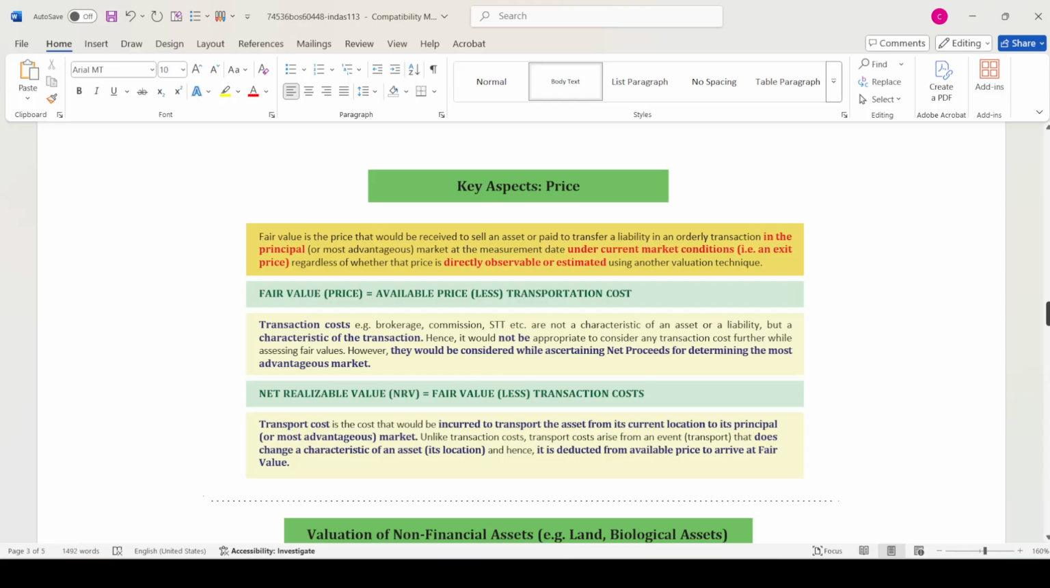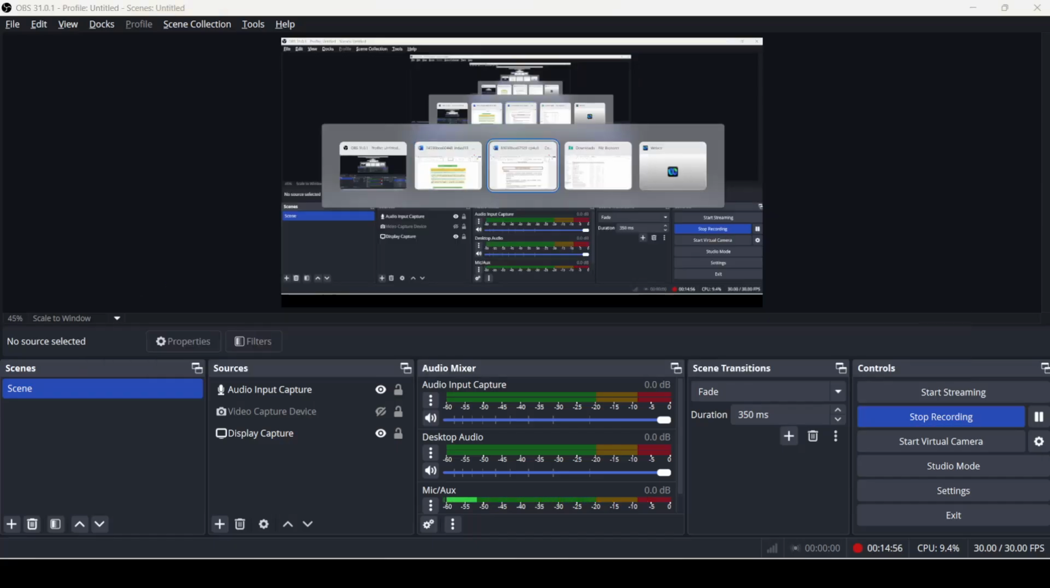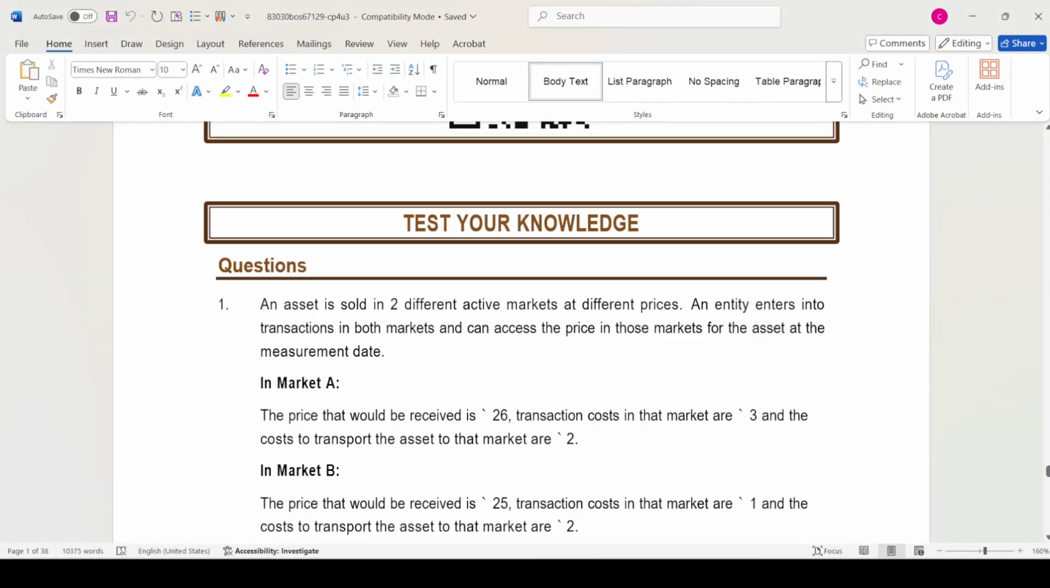Now let us solve one question so that you will understand in a more detailed manner. See, this is an example. What this question says: an entity has an asset, and the entity can sell this asset in two different active markets at different prices. The entity enters into transactions in both markets and can assess the price in those markets for the asset at the measurement date. There are two markets: the entity can sell the asset in market A and market B.